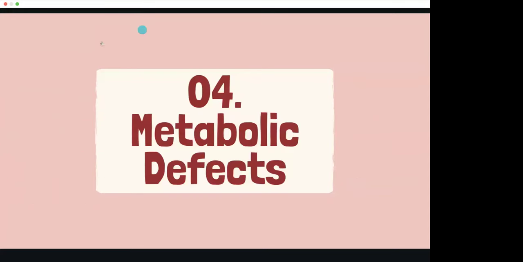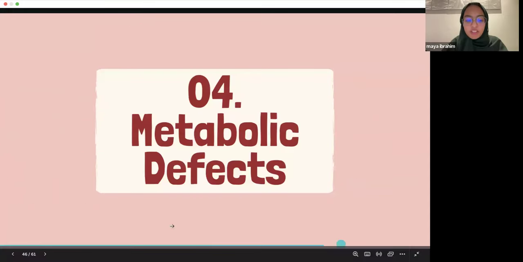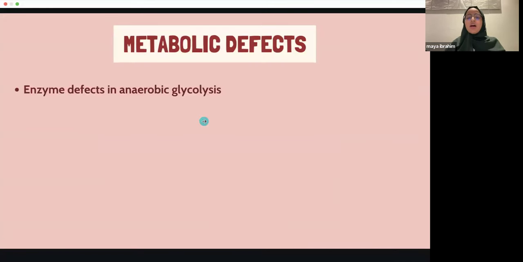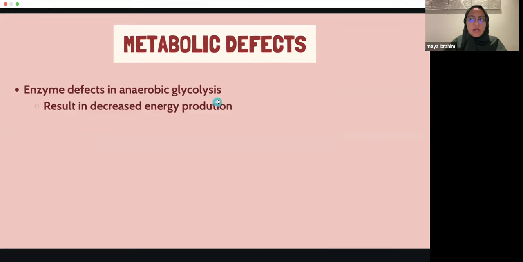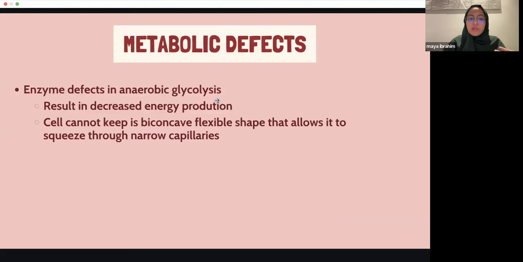Okay, now on to the last part of the lecture, the metabolic defects. Enzyme defects in glycolysis would result in decreased ATP production, right? And this would be very bad for the RBCs because now they can't maintain their shape or carry out their function efficiently. They can't maintain their deformability, and so when they squeeze through capillaries or the splenic macrophages, they will become damaged and it will result in hemolytic anemia.